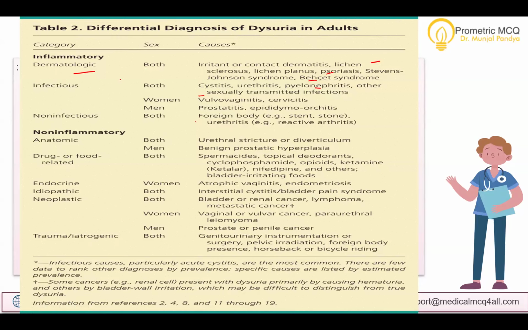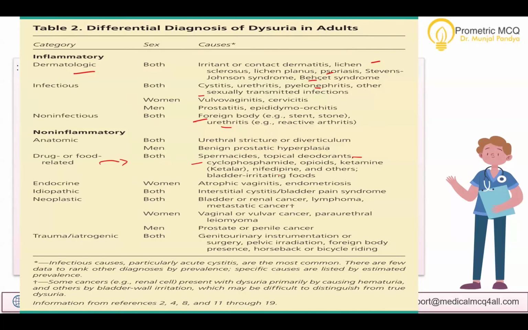So where were we? We were on the non-infectious and infectious causes. Non-infectious can be a foreign body, that is a stent, a stone, or at times it can be urethritis, which can be due to reactive arthritis. Also, at times, due to any drug or food related, sometimes we can think, how can a drug or food cause us dysuria? But yes, due to the drug and food related, there can be dysuria.